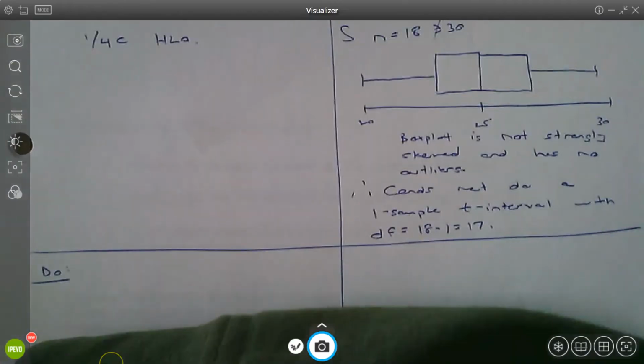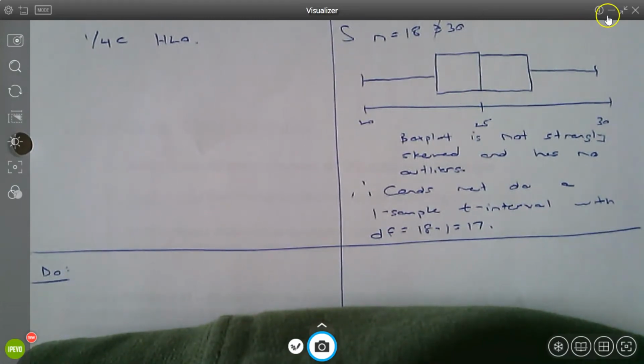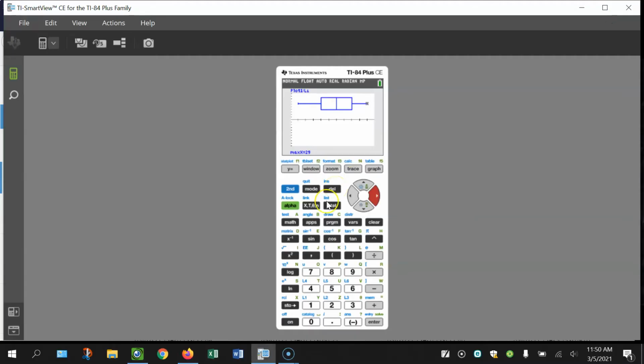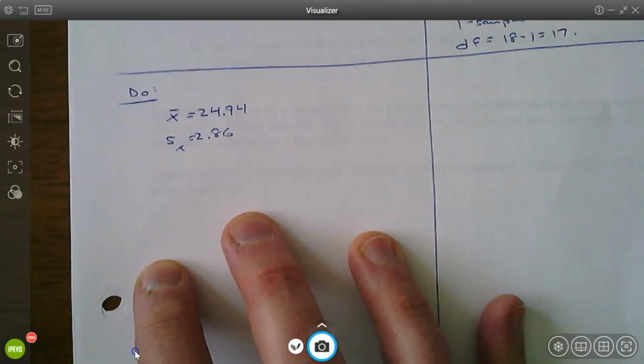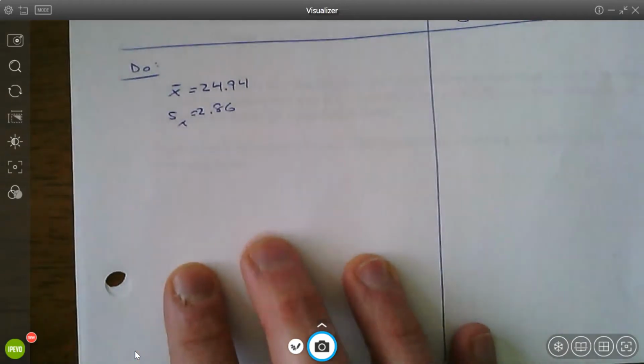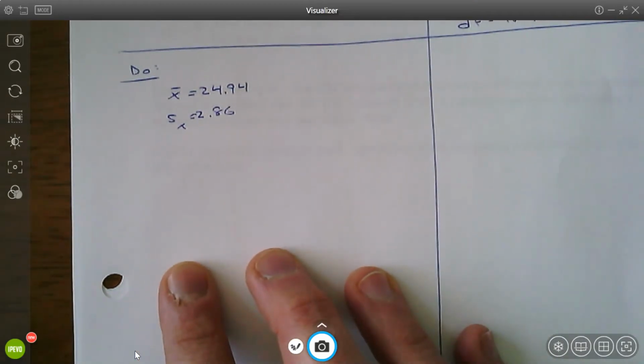So I'm going to have to go back to the calculator because I'm going to need some of the summary statistics. So here's what I have. I'm going to run stat calc, one variable stats. I put the data into list 1, so that's where my stats are. So here's what I know. My sample mean is 24.94, and my sample standard deviation is 2.86 approximately. All right, so I have that.